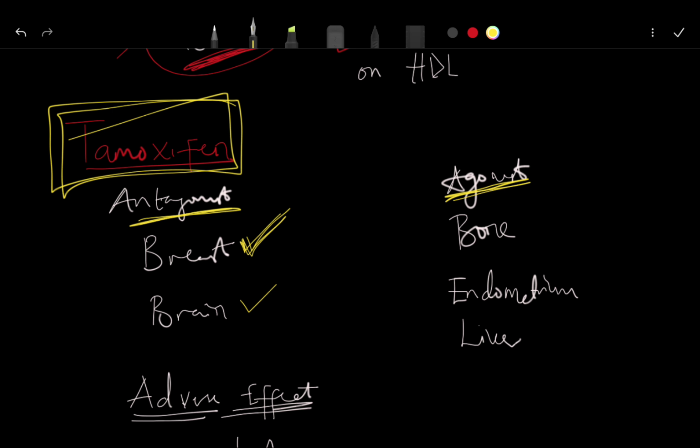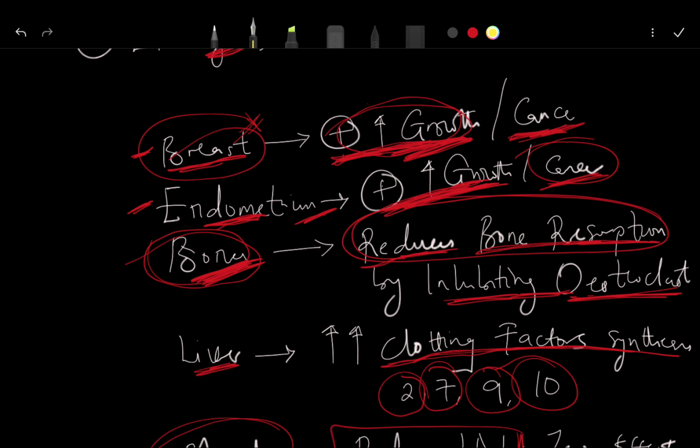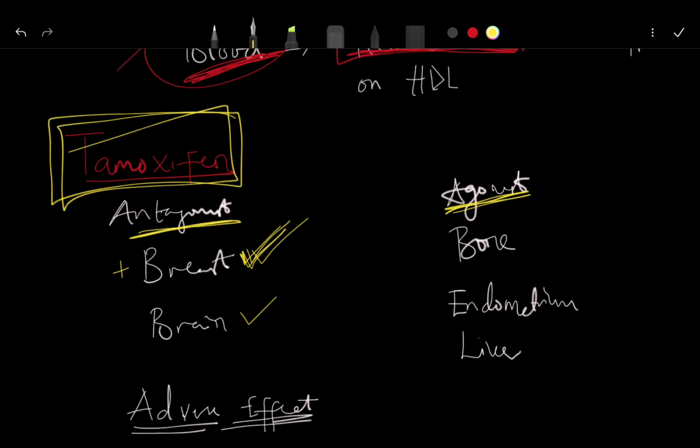Now, if it inhibits the breast tissue, this is something we want, right? Because if you notice, when we talk about the breast, there will be increased growth, and whenever there's increased growth, the risk of cancer is there. So for tamoxifen, we want it to antagonize the breast. We want it to inhibit the estrogen receptor in the breast tissue. So that is a good thing for us. Then again, it will naturally inhibit the one in the brain also. So that is just it.